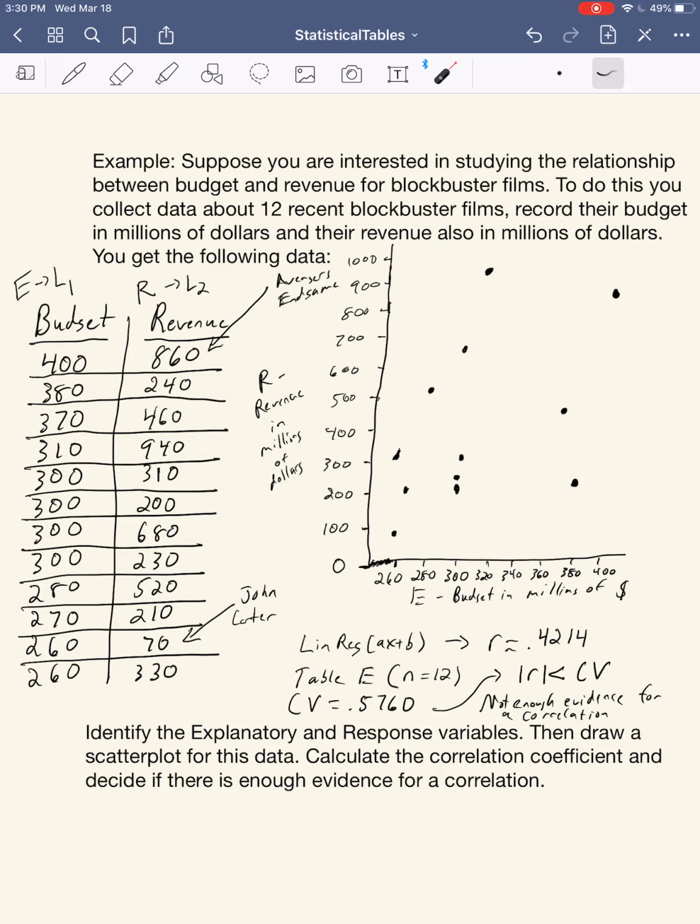In our next video, we'll take another look at another example about this and then talk about what can be done if variables actually are related.